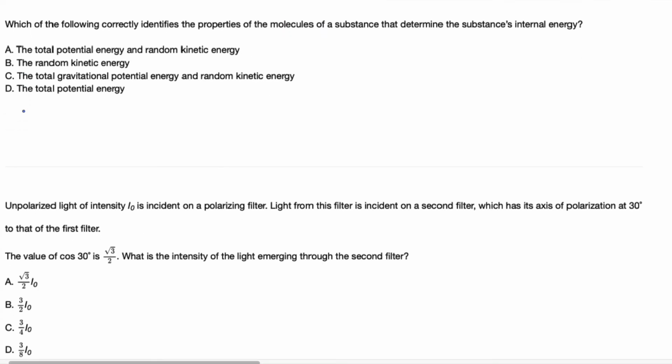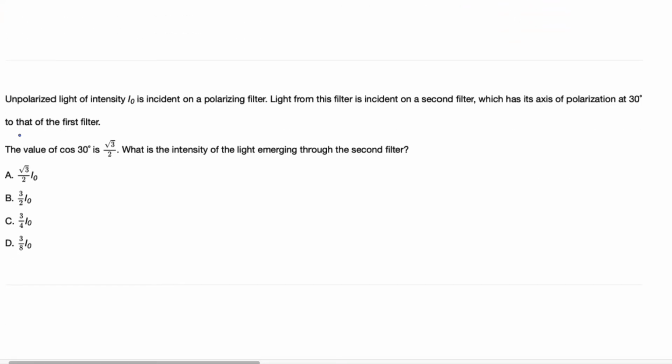Which of the following correctly identifies the property of molecules of a substance that determines the substance's internal energy? So this one is testing the definition of internal energy, which is equal to the total random kinetic energy plus total potential energy. So A is the answer.